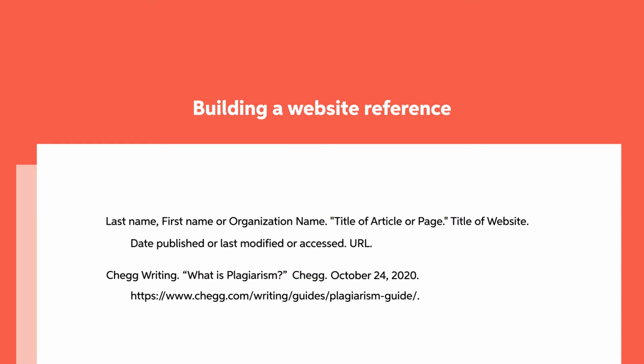Next, list the name of the website where you found the article or page. Follow that with the publication date. If you can't find this, use the date the page was modified or accessed. Preface this date with the words last modified or accessed so your reader knows what the date indicates. Finally, cap it all off with the URL. Don't forget to use a period after each piece of information. Also, like all references, make sure you give this a hanging indent.